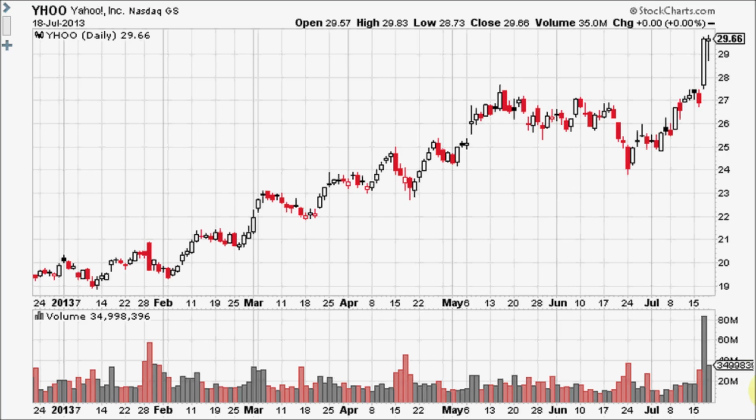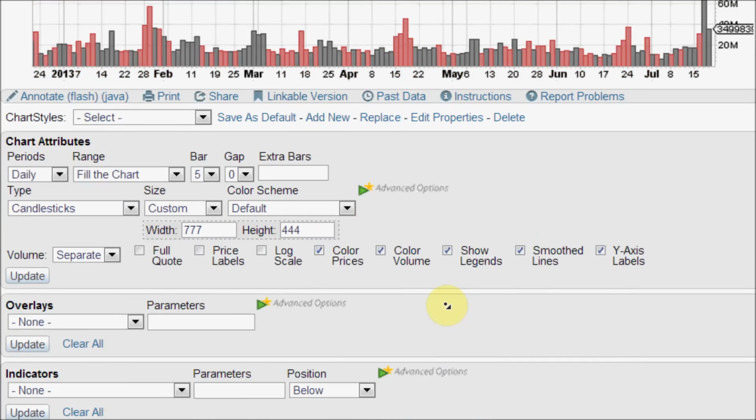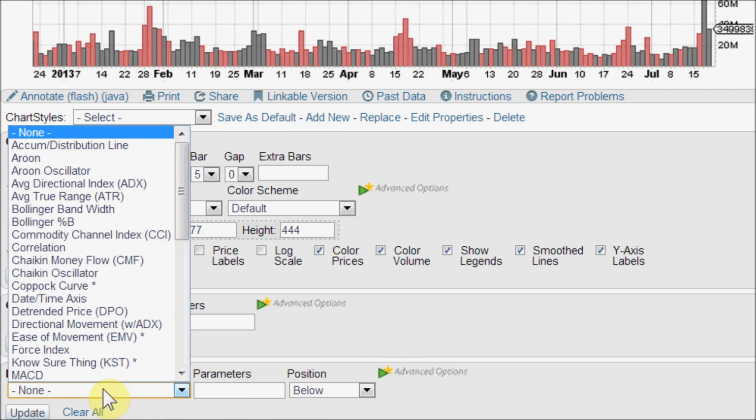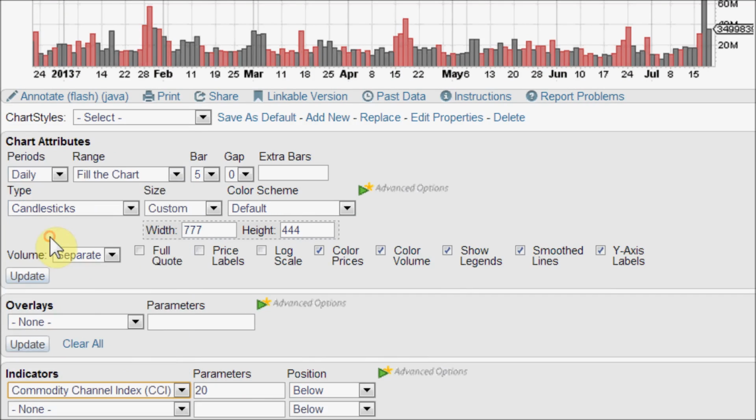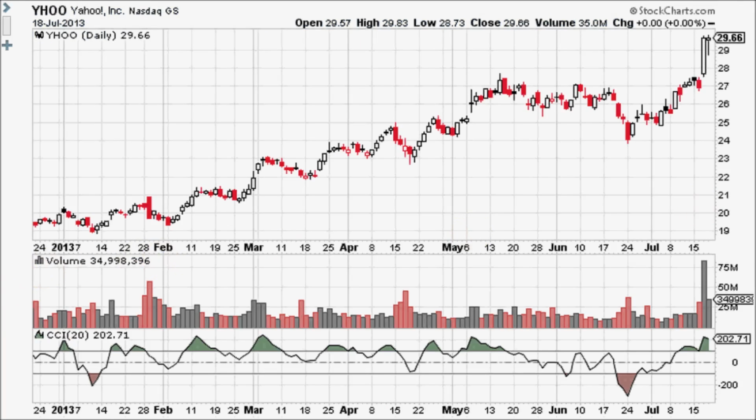So let's go ahead and load up the CCI on this stock chart of Yahoo here at stockcharts.com. Scroll down to the bottom. In the indicators section, you will see the Commodity Channel Index. Now the standard setting is 20, but this is one that you can adjust to your liking. A setting of 30 will give smoother lines. A setting of 10 will give very jagged lines, a lot of whipsaw, and also a lot of false signals. So let's go ahead and click Update and take a look at it.